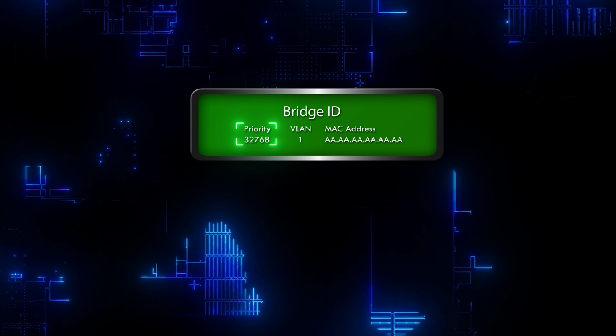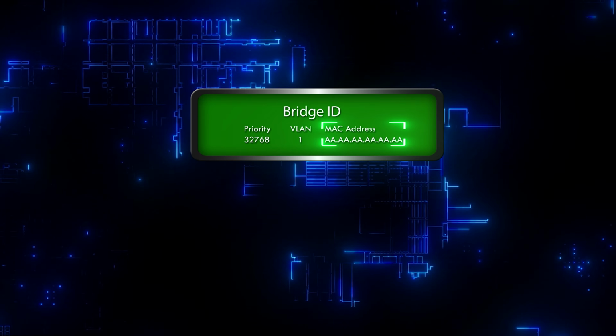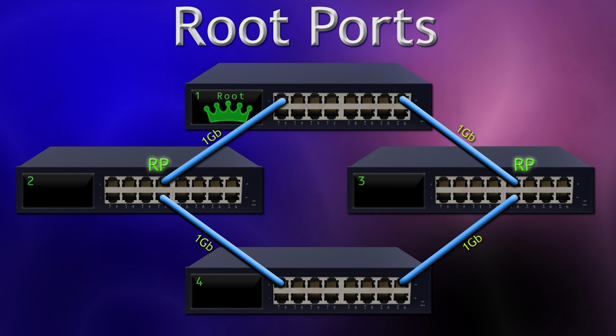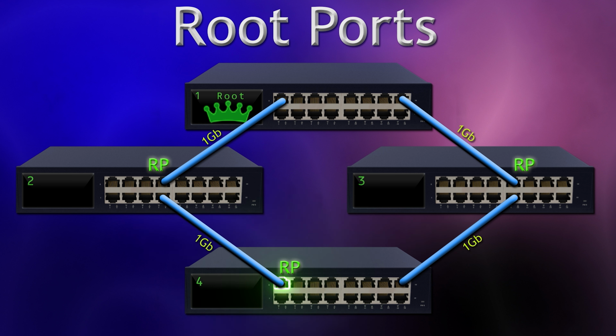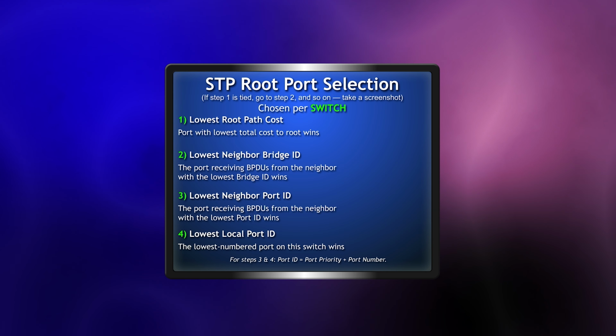Remember, bridge ID is priority plus VLAN plus MAC. So if we are on switch 4, the BPDUs that we're getting from switch 2 and switch 3 both have the same priority and the same VLAN, but switch 2 has the lowest MAC address. Therefore, it has the lowest and winning bridge ID. So on switch 4, the port on the left side that is facing switch 2 becomes the root port. So here are the tiebreakers for root ports. It's a decent reference if you want to take a screenshot. The main thing to remember with root ports is that they're chosen per switch.